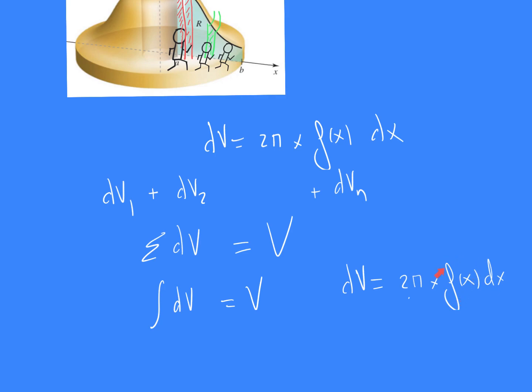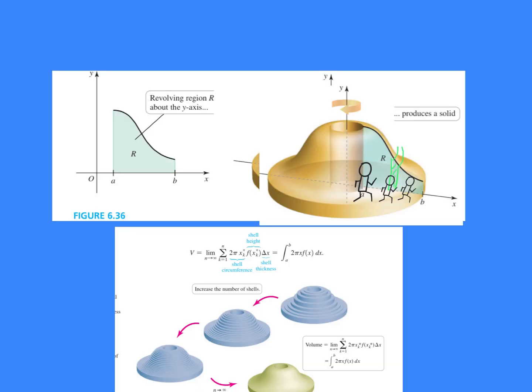You see this f of x depend of x. So it would be 2 pi y dy. Okay. Now, if you go to your textbook, you will see a nice picture like this one.